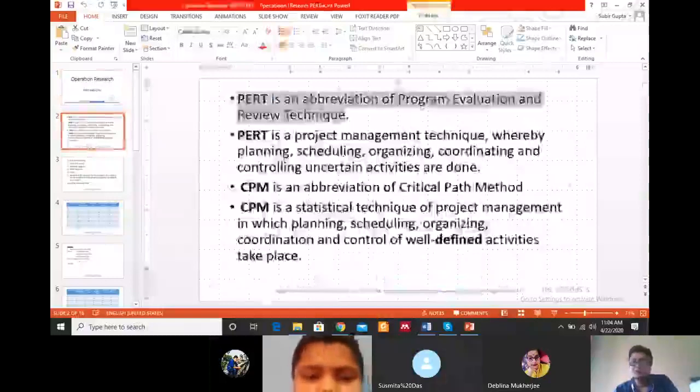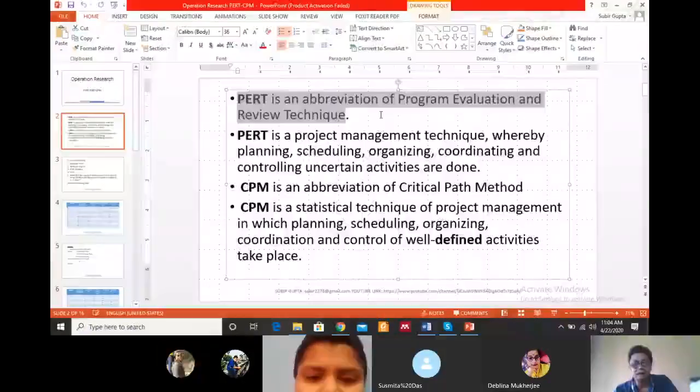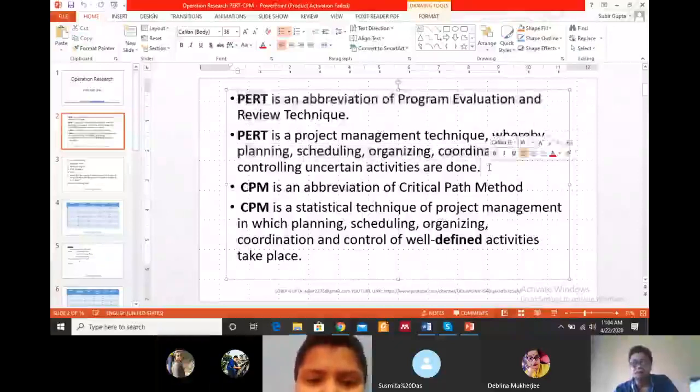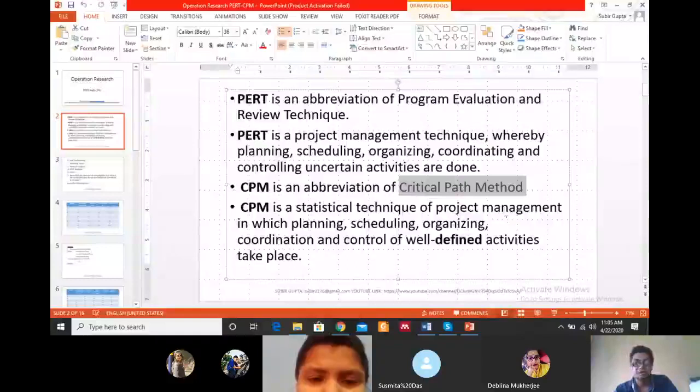Now first we describe the definition of PERT. PERT means the full form of the Program Evaluation and Review Technique. I repeat, PERT means the Program Evaluation and Review Technique, where the planning, scheduling, organization, coordinating, and controlling of uncertain activity are done. Whereas CPM means the Critical Path Method, and it is a deterministic technique of project management.